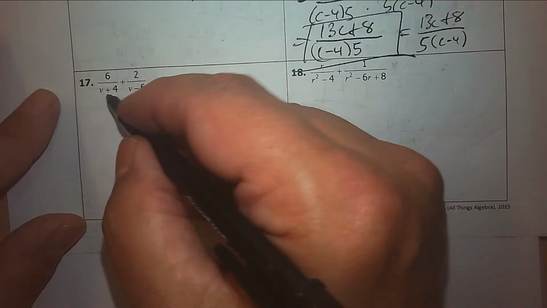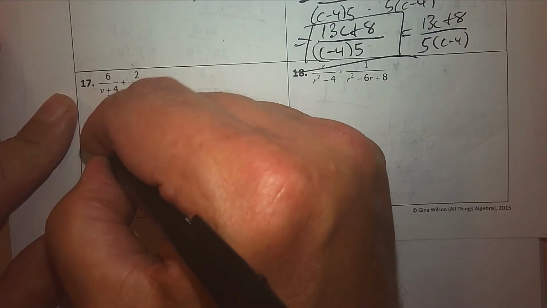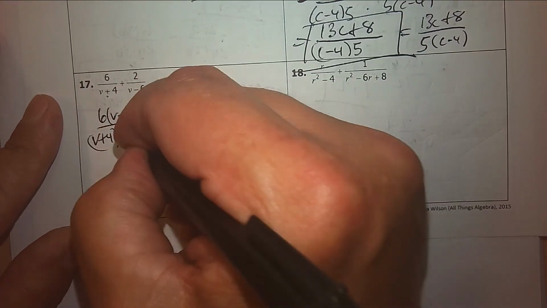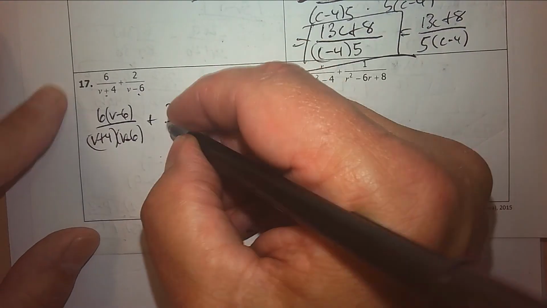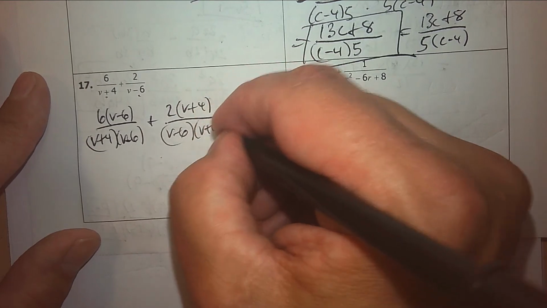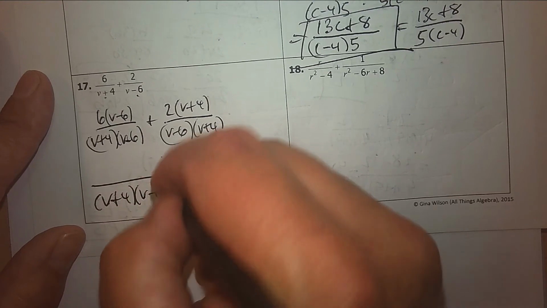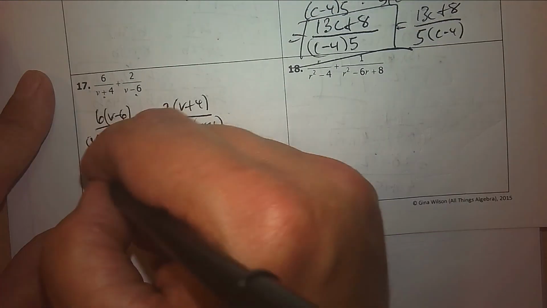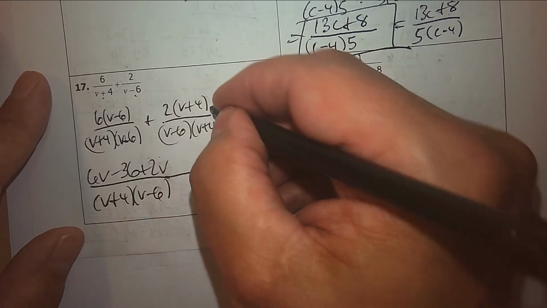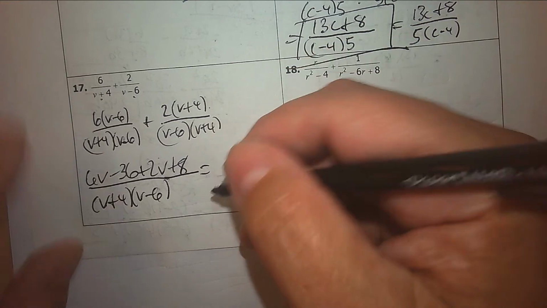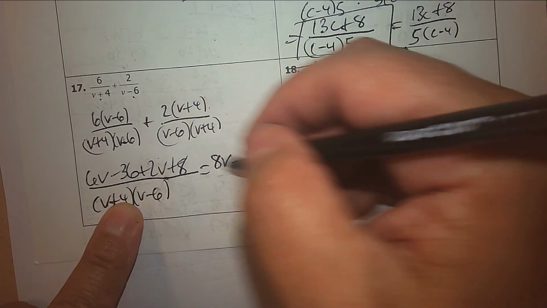The denominators are both prime. So we're going to take the one denominator, top and bottom. Take the other denominator, top and bottom. So we now have common denominators. So the one common denominator is v plus 4, v take away 6. So 6v minus 36, 2v plus 8. So combine them together. So that's 8v minus 28.